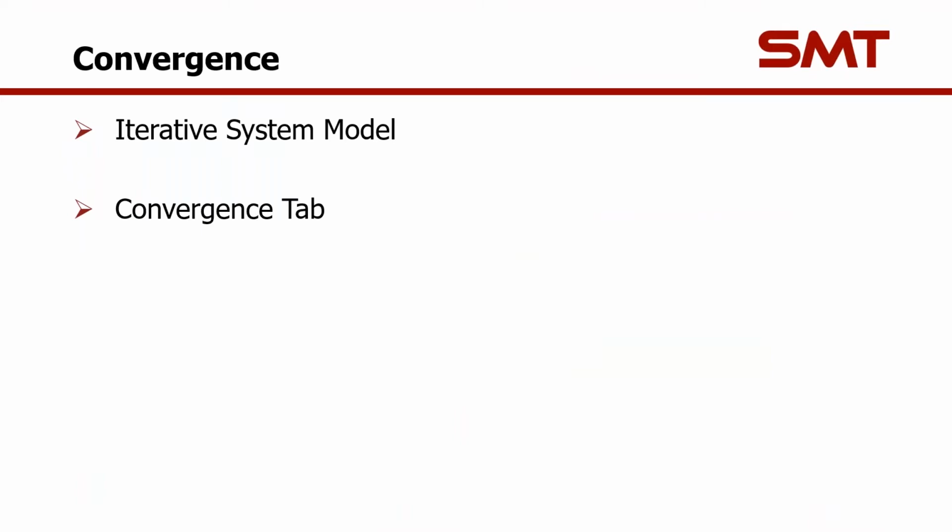So that's a brief overview of the convergence in MASTA and how that works. Hopefully, if you're seeing any convergence problems, then you can use that information to go and have a look at what's happening in the convergence tab and compare that to what you're seeing in your convergence settings.